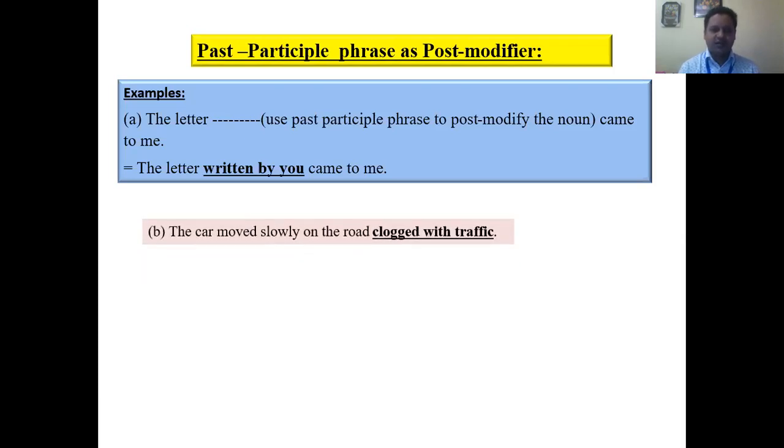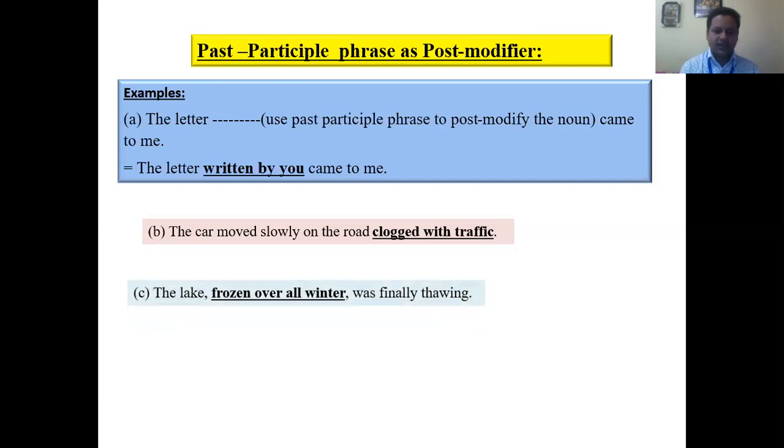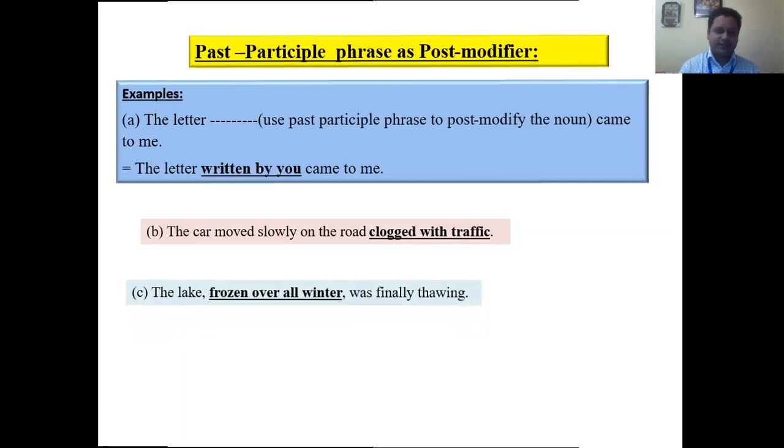Another example: the car moved slowly on the road clogged with traffic. Clogged with traffic, past participle, sitting after the road, it has modified the noun road. So clogged with traffic is a past participle phrase used as post-modifier. Another example: the lake frozen over all winter was finally thawing. So frozen over all winter, past participle phrase, used after the lake, functions as post-modifier.